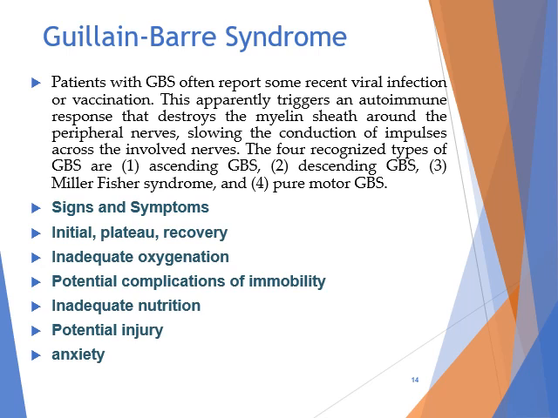Guillain-Barré is interesting. Patients with Guillain-Barré syndrome report some recent viral infection or vaccination, probably a live vaccine. This apparently triggers an autoimmune response that destroys the myelin sheath around the peripheral nerves. Remember we were talking about a neuron and that myelin sheath that covers the nerves? So it slows the conduction of impulses across the involved nerves.